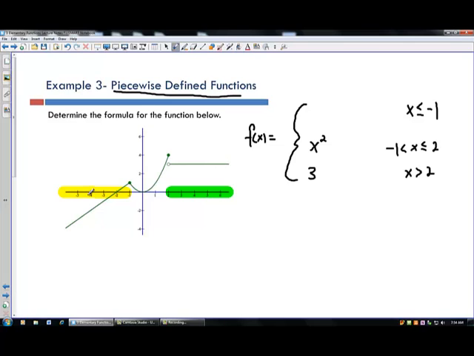And then the last one, the one on the far left here, this one's a little tricky, so I'm going to need a couple points here. So I know that this is the point.